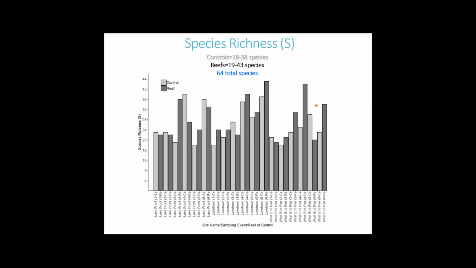So what do we find? We detected a total of 64 species across all of the sampling events. There were 18 total sampling events across these 3 reefs and controls. Controls had 18 to 38 species, reefs 19 to 43. The highest species richness was at Lake Town during the last sampling event, 4 months after the closure of the spillway. In 6 of the 18 sampling events, controls had higher species richness than the reefs.